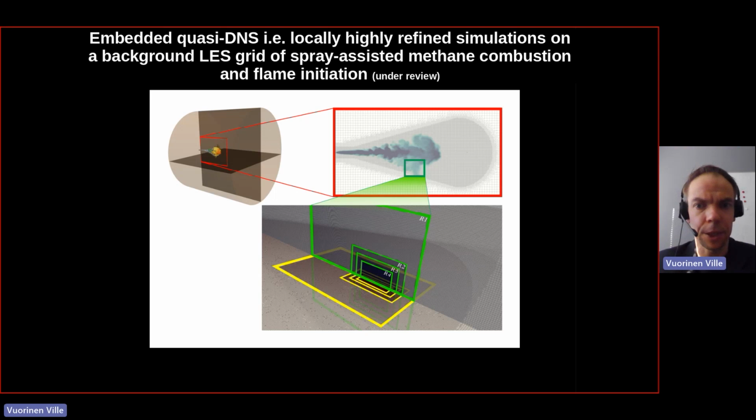combustion and flame initiation. So basically what we do is that we first of all simulate on an LES grid the vaporization and mixing on a 62 micrometer grid, and then we spot out where the ignition is going to take place. And we see it over here, and in this region we draw a smaller box, and this is the quasi-DNS zone where we have 4 refinement levels to resolve the flame.